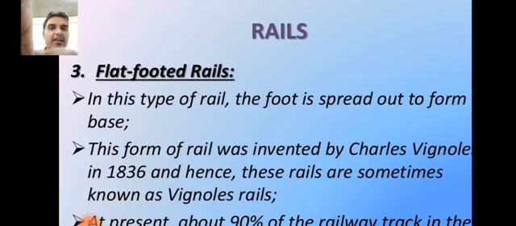Third is flat-footed rail. In this type of rail, the foot is spread out to form the base. This type of rail was invented by Charles Vignoles in 1836. Hence, these rails are sometimes known as Vignoles rails.